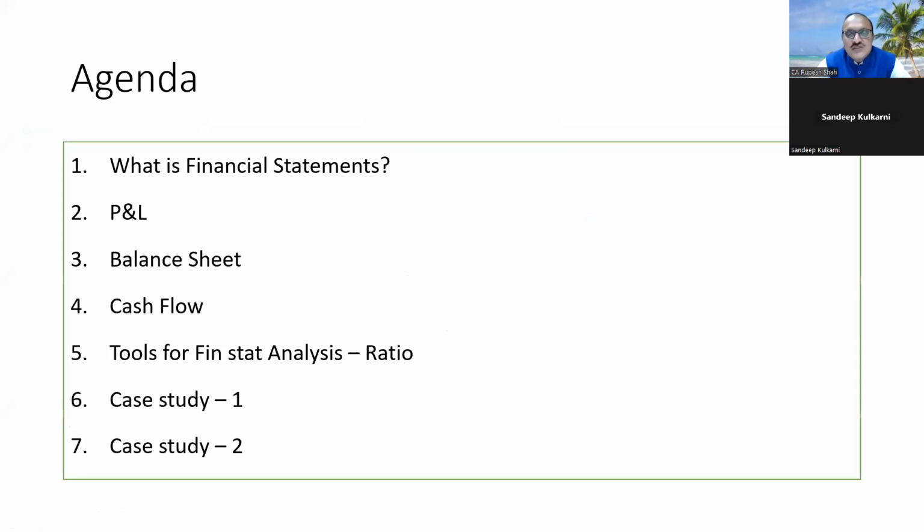The very basic question we are going to cover is, what is a financial statement? Then we are going to cover the components, right? Basically, what is P&L, what is the balance sheet, and what is the cash flow. Then we'll see what are the tools available for analysis of the financial statement, mostly the ratio analysis and the cash flow analysis. And then we will talk about the case study, case study one for a good company and case study two for an average or a below average company, right? So let us deep dive into this.